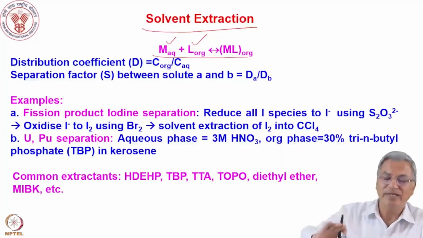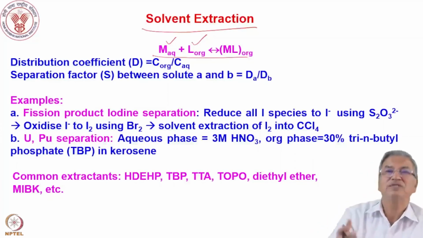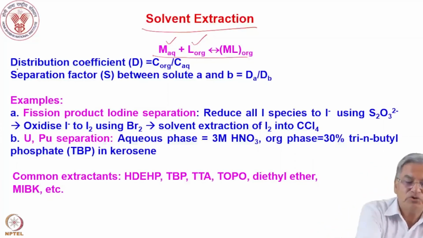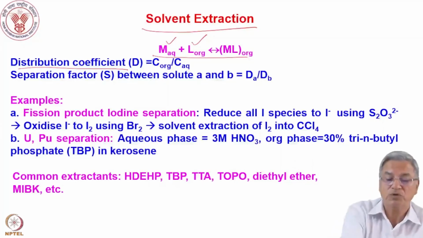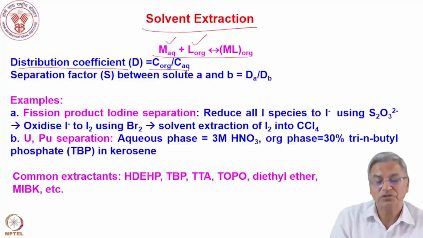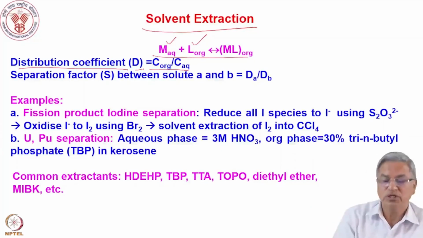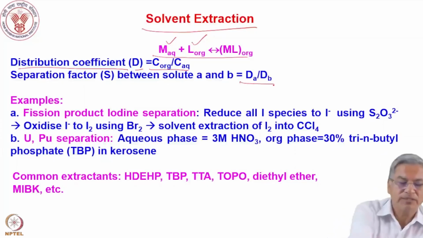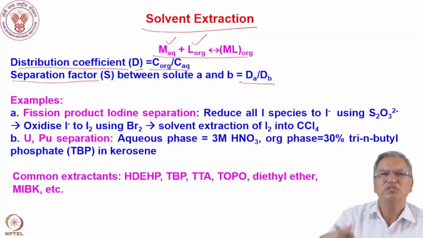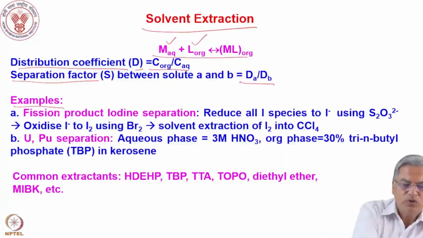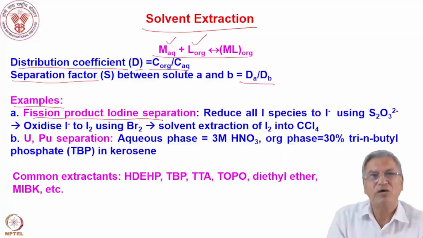So you can extract the metal ion from aqueous to organic, and you can then find out what you call the distribution coefficient of the metal ion into the organic phase with respect to the aqueous phase. The concentration in organic upon concentration in aqueous is called the distribution coefficient. And suppose you are separating two metal ions, they will have their own D value. So the ratio of the D value of A and B is called the separation factor. So you can find out the separation factor for the separation of metal ions in the solvent extraction. Just to give you an example, you want to separate iodine, fission product iodine.